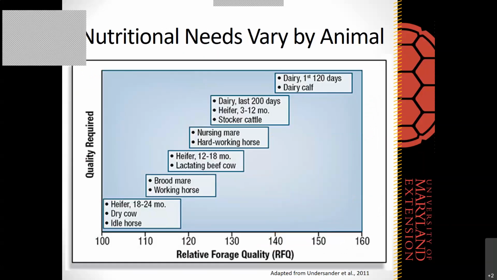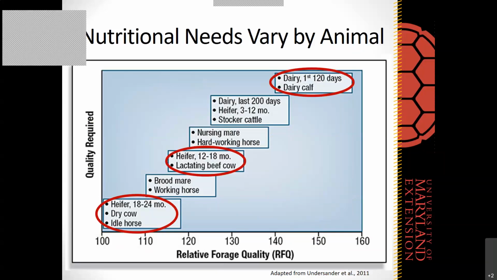But if we look at kind of the general trend, here we have a scale, moving from left to right of increasing quality that those types of livestock need. So say, at the low end are things like a dry cow or an idle horse that don't need quite as much quality or nutrients in their diet as something like a lactating beef cow or a growing heifer. Those animals have a little bit higher nutritional needs. And then, at the highest end of the spectrum, we have a lactating dairy cow or a very young calf that's just starting growing. Those animals will have the highest nutritional needs.